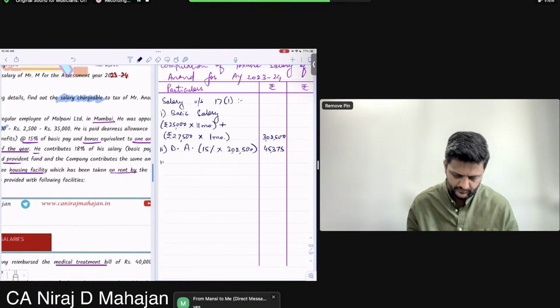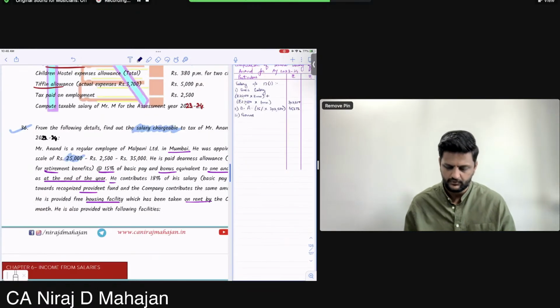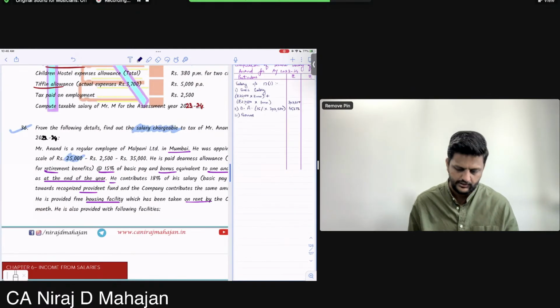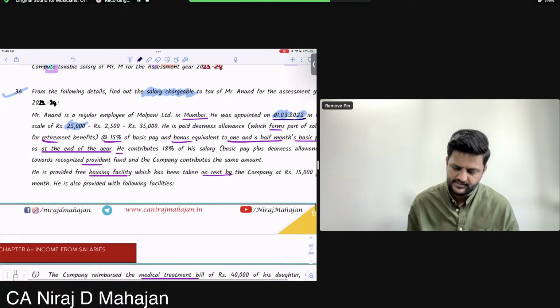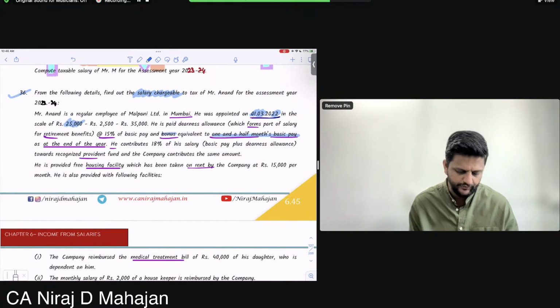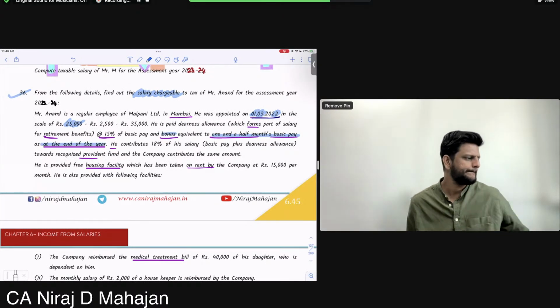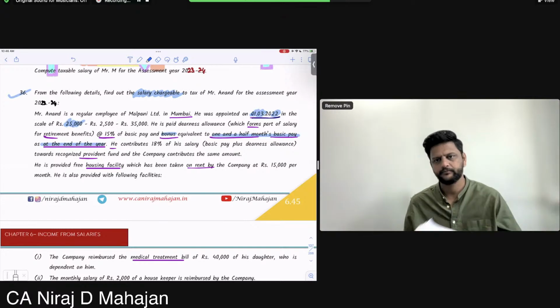And third, bonus. How much is bonus paid? Bonus is 1.5 months basic pay as at the end of the year.